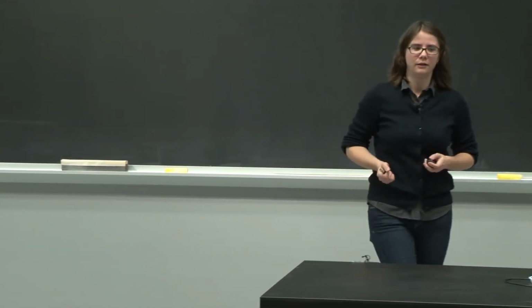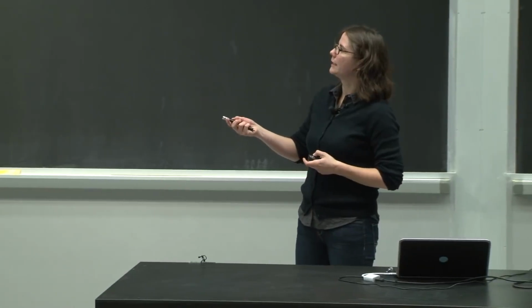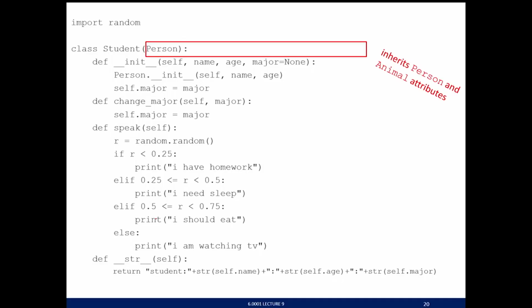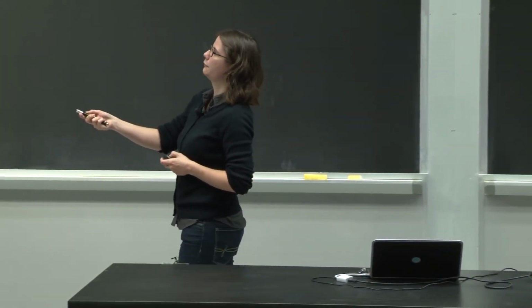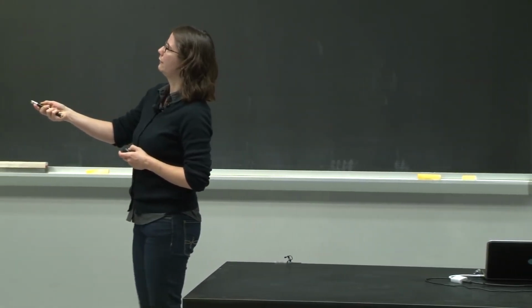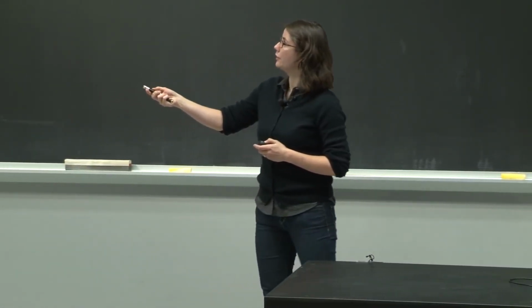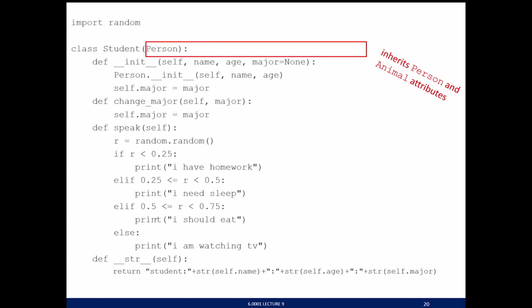Let's add another class. This class is going to be a student, and it's going to be a subclass of person. Since it's a subclass of person, a student is going to inherit all the attributes of a person, and therefore all the attributes of an animal. The init method of a student is going to be a little different from the one of a person. We're going to give it a name, an age, and a major. Notice we're using default arguments here. So if I create a student without giving it a major, the major is going to be set to none originally.